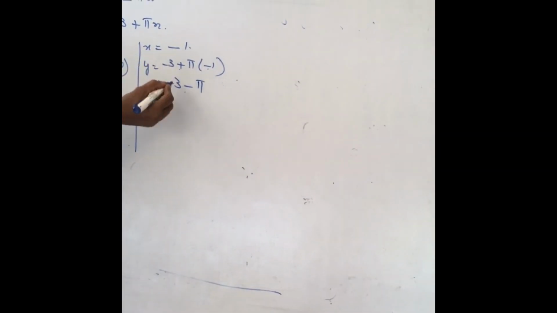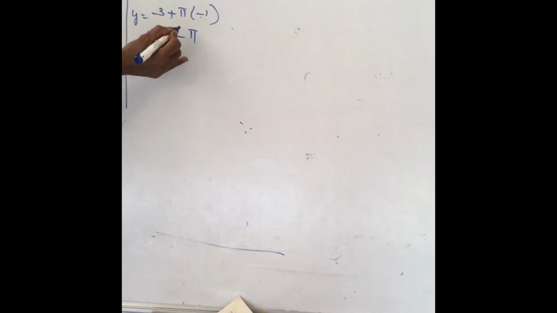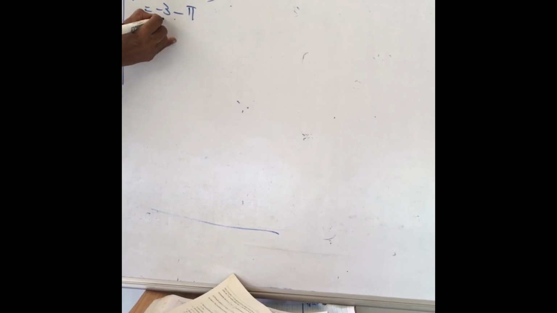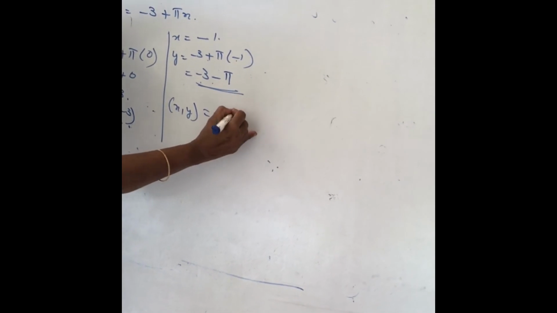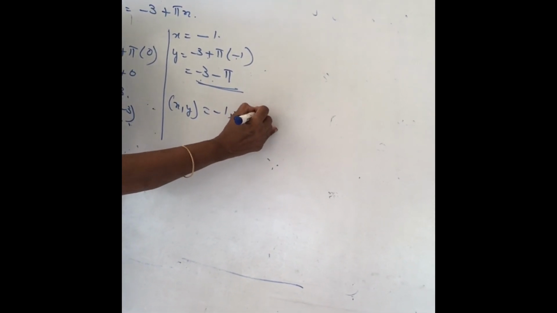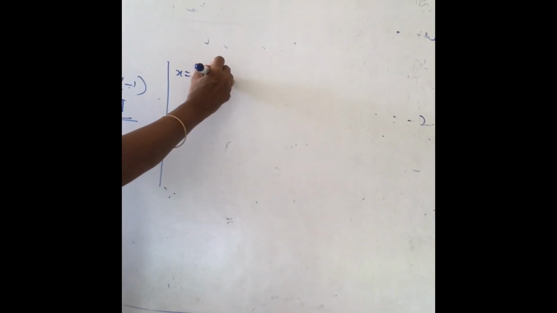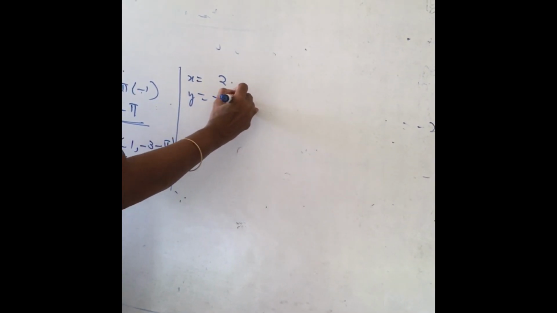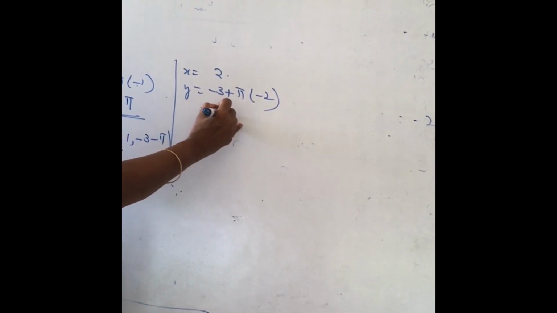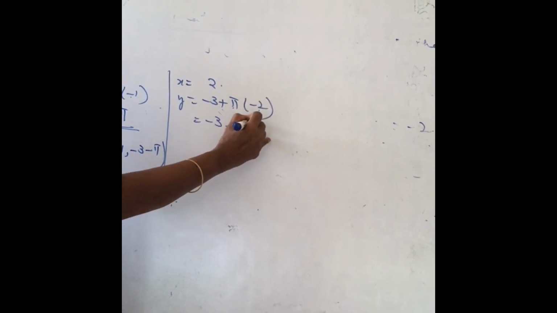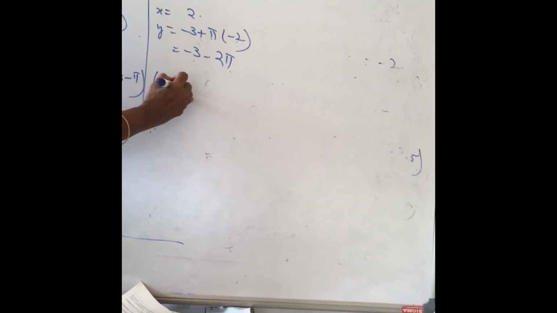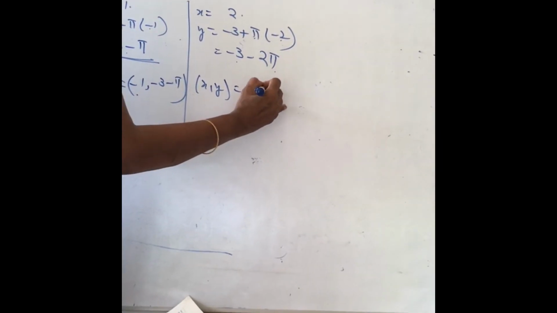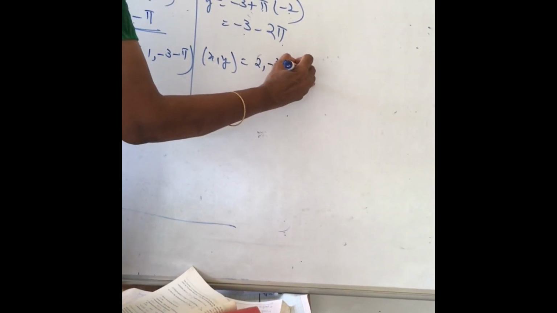Pi. Now see, children, 3 is a rational number. Pi is an irrational number. You cannot add. This only is the solution. So x comma y is equal to minus 1, minus 3, minus pi. And the third value, I am giving x is equal to 2. Y is equal to plus into minus, minus pi into 2, 2 pi. Rational, irrational. We cannot add. So the third solution will be 2 comma minus 3 minus 2 pi.